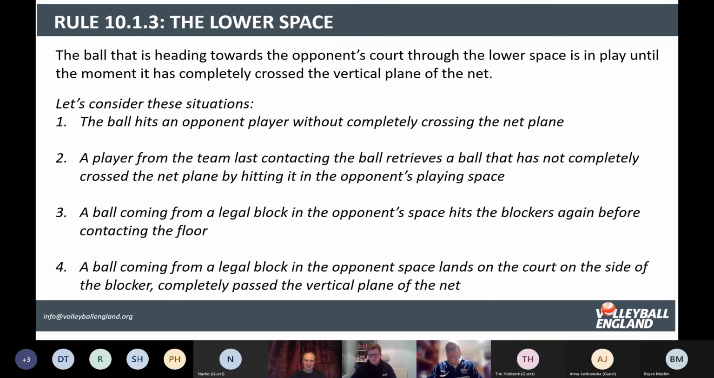When we come to look at blocking, there is a video that shows that situation actually occurring in a match, so we'll look at it then. But I just thought that when we're talking about lower space, don't think that the lower space changes anything in terms of whether the ball hits players in that area. If the ball is going to go through the lower space and hits an opponent, then it's out. If it is played by the blocker straight down and it happens to either hit the blocker again or go through the lower space, then that ball is in, and it will just cause problems if you try and judge it any differently.